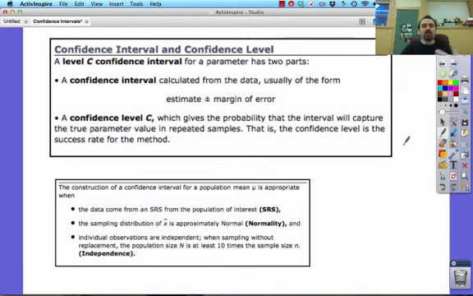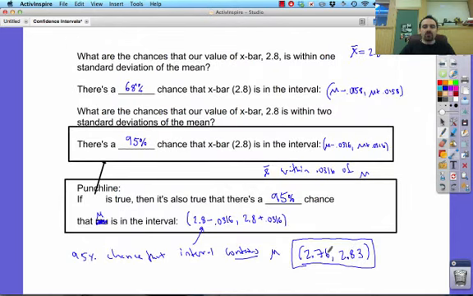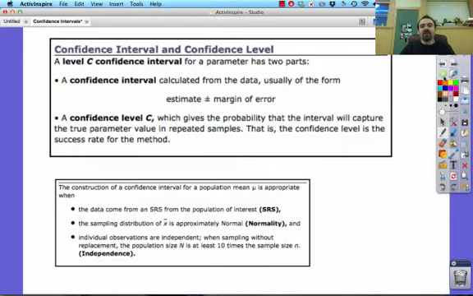And that's coupled with a confidence level, which in our case was 95%, which gives the probability that the interval will capture the true parameter in repeated samples. Okay? It's like a success rate for the method. So for instance, in our case, let me go back to the previous slide real quick. Our interval is 2.76 to 2.83. What that means at 95% confidence is that there's a 95% chance that based on our sample, we produced an interval that somehow contains the real average value.